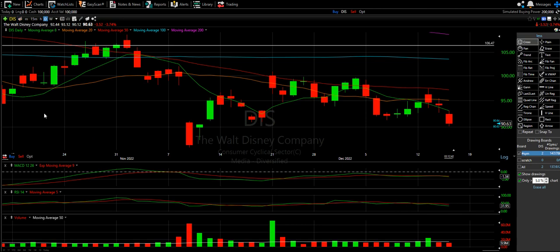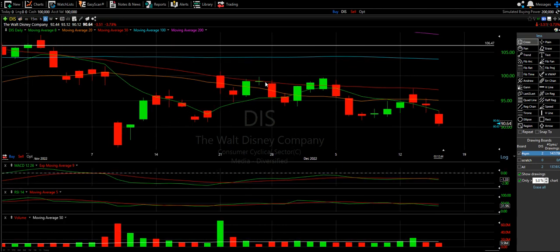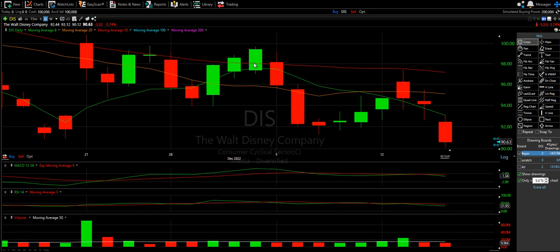Disney looking ugly, right? I mean, not too much to say here. A bit of a horizontal right here, right? And then now it looks like we're coming down. So real ugly MACD, real ugly RSI, real bad just volume, right? I mean, Disney not looking good at all.